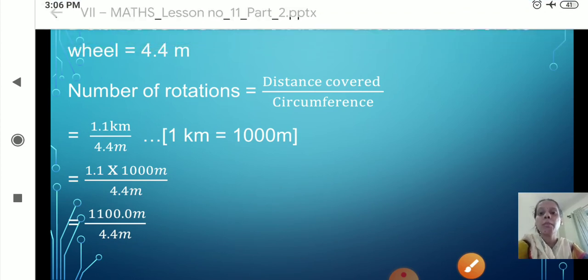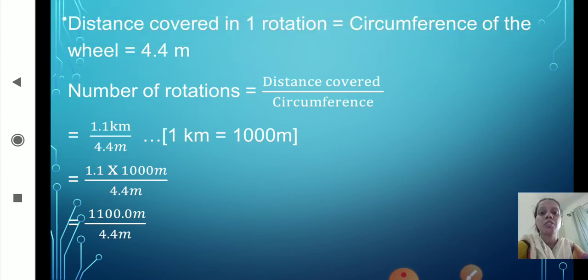What is the formula to find the number of rotations? That is distance covered upon circumference. Distance covered is 1.1 kilometer, and circumference we got is 4.4 meter. So 1.1 kilometer divided by 4.4 meter. Now one unit is in meter and one is in kilometer, so you will convert kilometer into meter by multiplying by 1000. So 1.1 multiplied by 1000, the answer is 1100 meter.